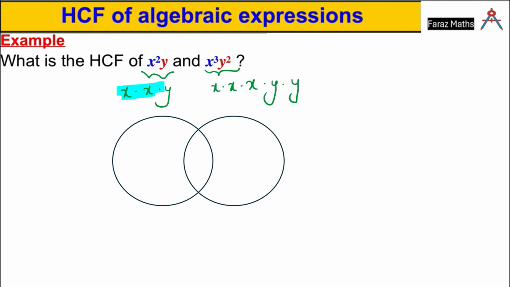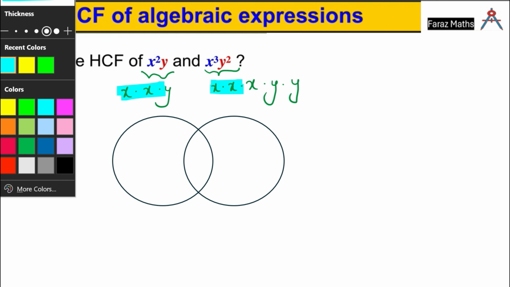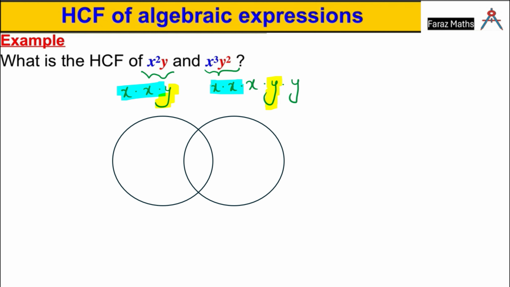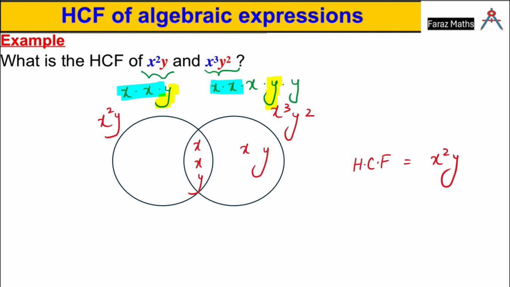In between, the two x's are common in both, and one y is also common there. So x and x and y are common. It means I can write x, x and y in the common region. This is the circle for x square y, and this is the circle for x cube y square. In x cube y square, you already have x, x and y, so one x will be left there. So that means the HCF is x square y. That's your answer.